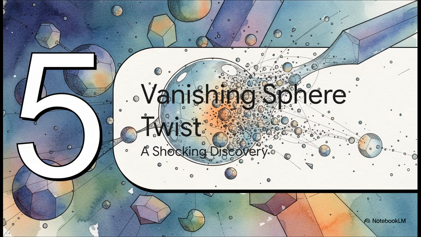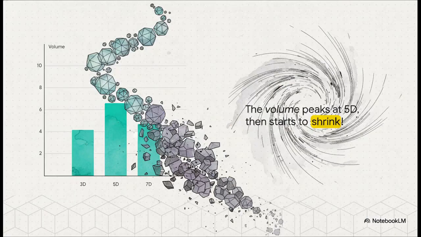Section 5. The Vanishing Sphere Twist. We have our beautiful unified formula, but what actually happens when we push this elegant formula into truly massive dimensions? Tracking the volumes of a unit sphere across dimensions reveals something truly unexpected. The volumes rise naturally at first. 3D is 4.19. 4D goes up to 4.93. They peak at the 5th dimension at 5.26.